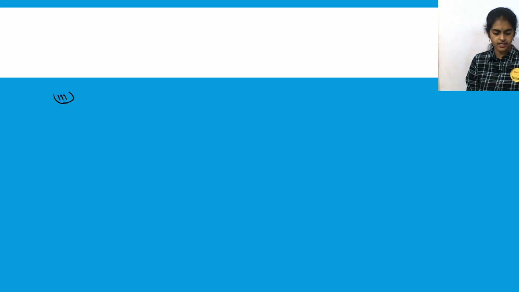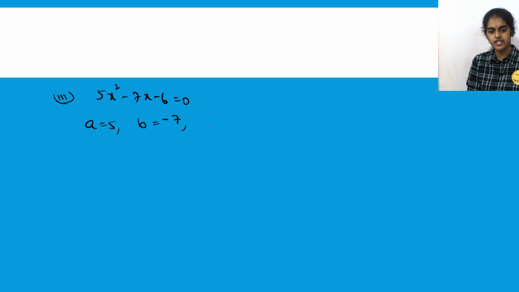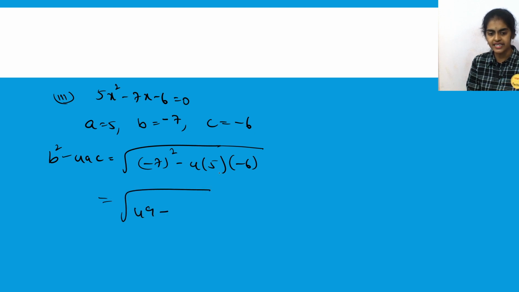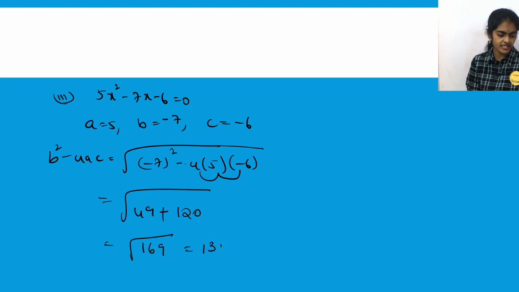Let's move on to the third question now. 5x square minus 7x minus 6 equal to 0. Here a is 5, b is the x coefficient minus 7, c is the constant minus 6. So b square minus 4ac is root over minus 7 whole square minus 4 into a is 5, c is minus 6. So that is equal to root over 49 minus, now minus into minus is plus, 4 5s are 20, 20 6s are 120. So how much are you getting here? Root of 120 plus 49 is 169. So it is 13 here.